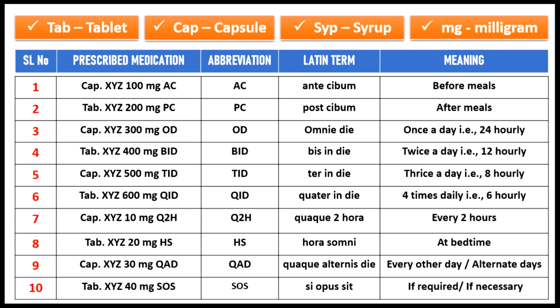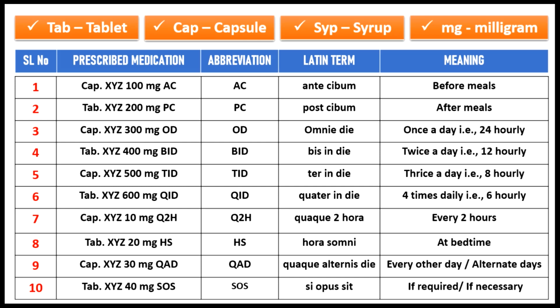Also note that I am using XYZ as a medicine name just for our easy understanding and learning purpose, rather than mentioning any specific medicine name. So let's start with number 1. Number 1, we have CAP XYZ 100 mg AC. So CAP is capsule, 100 mg is the power of the medicine, and the abbreviation used is AC. The Latin term of AC is ante cibum, which means before meals. So this medicine needs to be taken before meals.